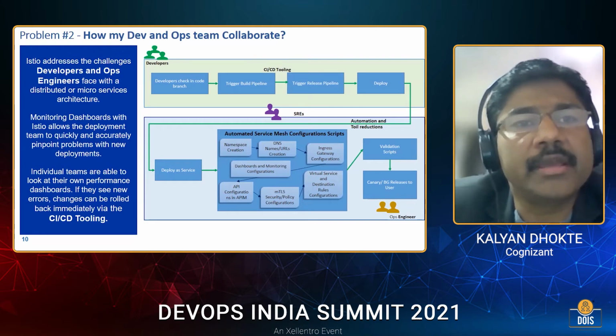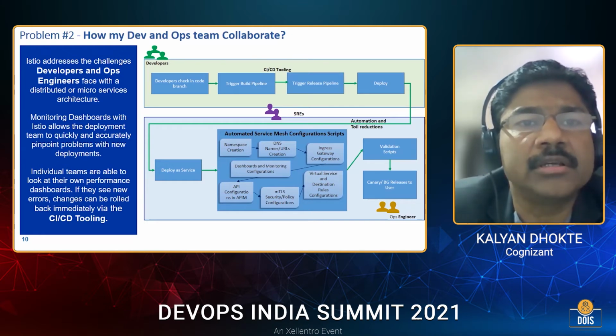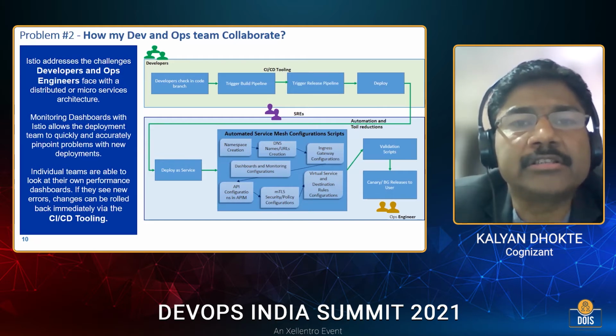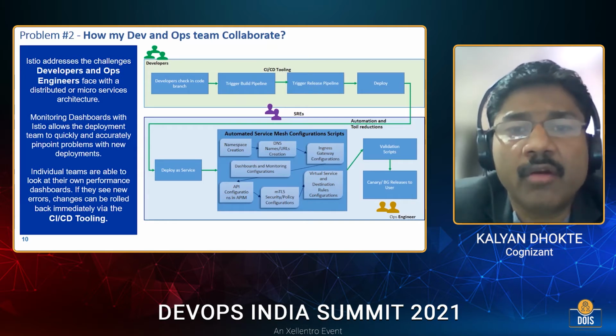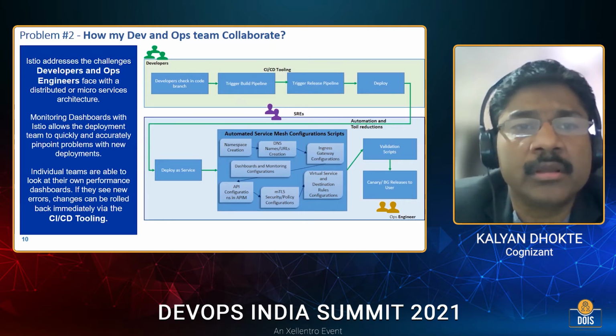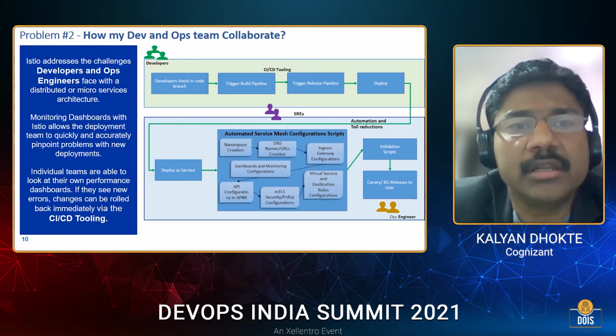Whenever developers check in code in a branch, it triggers the build pipeline and the release pipeline as well, and then it starts the deployment. You have to write automated scripts to do the pipeline executions, and based on that, it deploys directly into your Kubernetes cluster. We have created automated scripts which do the namespace creation as well as DNS configurations for the internal URLs. We have also automatically configured dashboards for any of the services, and ingress gateway configurations will be configured automatically with these scripts.